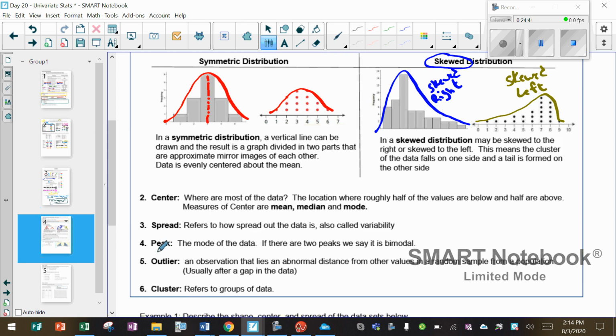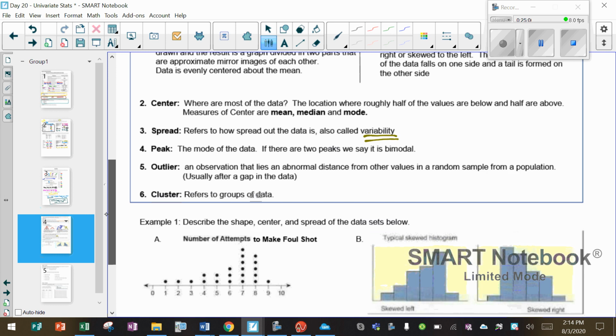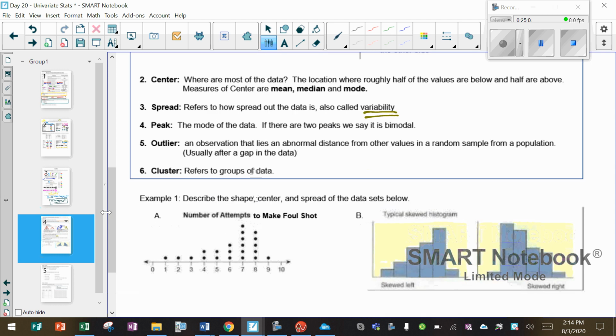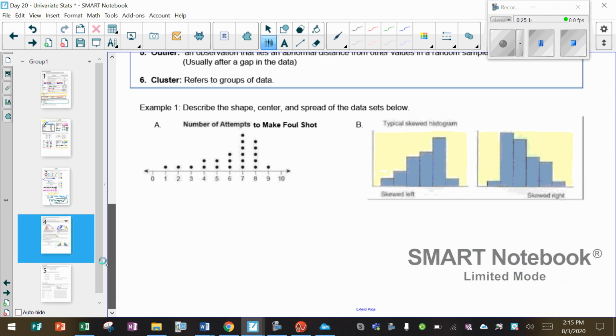The peak is just what it sounds like, the peak of a mountain, the highest point. The spread refers to how spread out the data is. This is also called variability. An outlier would be one or two scores that extremely stick out away from everybody else, from the other data sets. And a cluster is like a grouping, like a cluster of stars, just a group of stars.